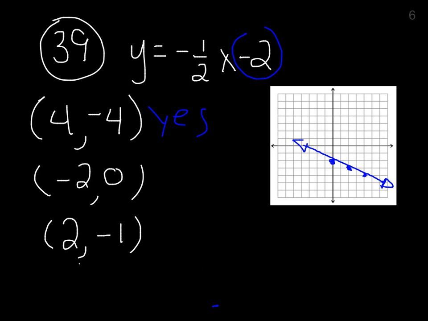Negative 2, 0 means the left 2 and not up or down, and that is not on the line, so that's no. And then 2, negative 1 would be to the right 2 and down 1. That is also not on the line, so that's no. And that's it. I'm out of time, so I hope that helps.